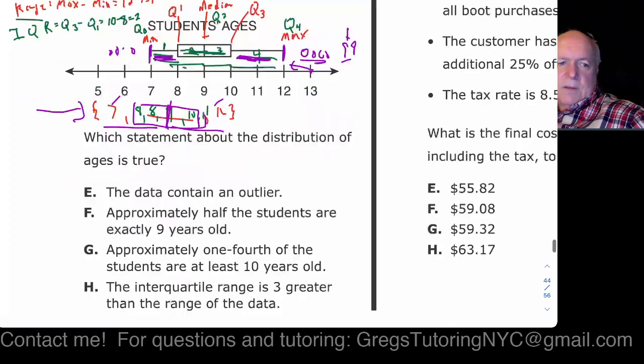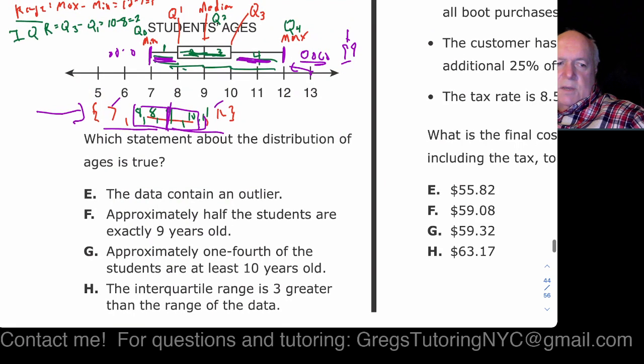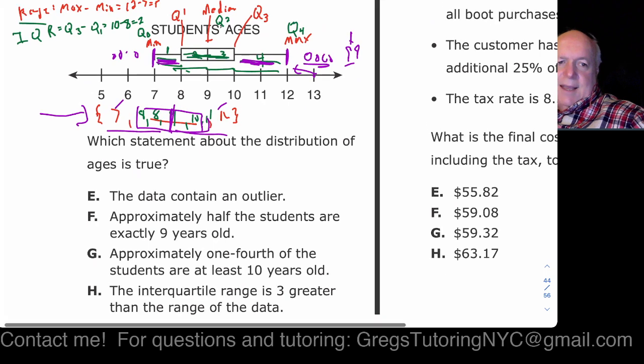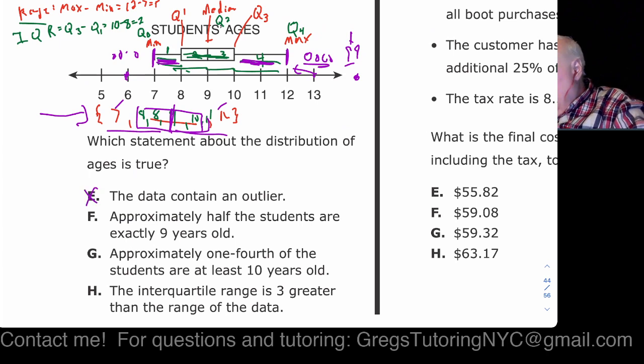Okay, so it says, what statement about the distribution of ages is true? All right, so it says E, the data contains an outlier, but they're not showing anything outside there. And if they were, it might be a filled in dot like at 6. All right, or they may have gone, in the case of the 99, and said somebody was a 99 over there. So since there's no dots outside of the whiskers, there's no outliers. All right, so the answer to that can't be E.